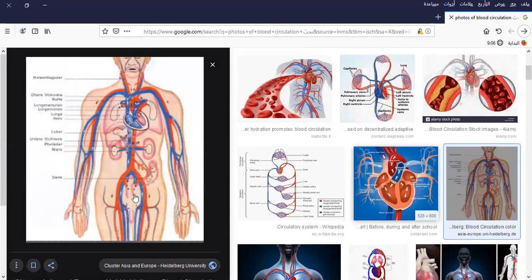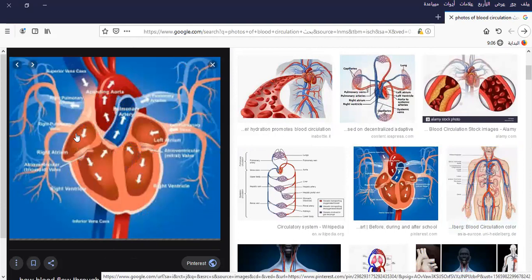It's very good. Do you see, Rawan? This is the largest vein in the body. It has two branches. This picture is clearer. This is a more clear photo. I have the largest vein in the body, composed of two branches, called the vena cava. What is the function of the vena cava?